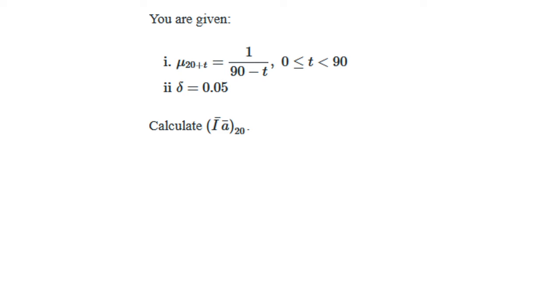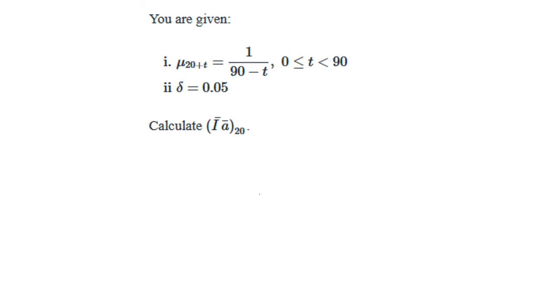We're given the force of mortality for age 20 is 1 over 90 minus t, from 0 to 90. So that means that a 20-year-old can live as little as 0 years and as much as 90 years. The force of interest is 5%. We want to calculate the increasing annuity at time 20, or age 20.